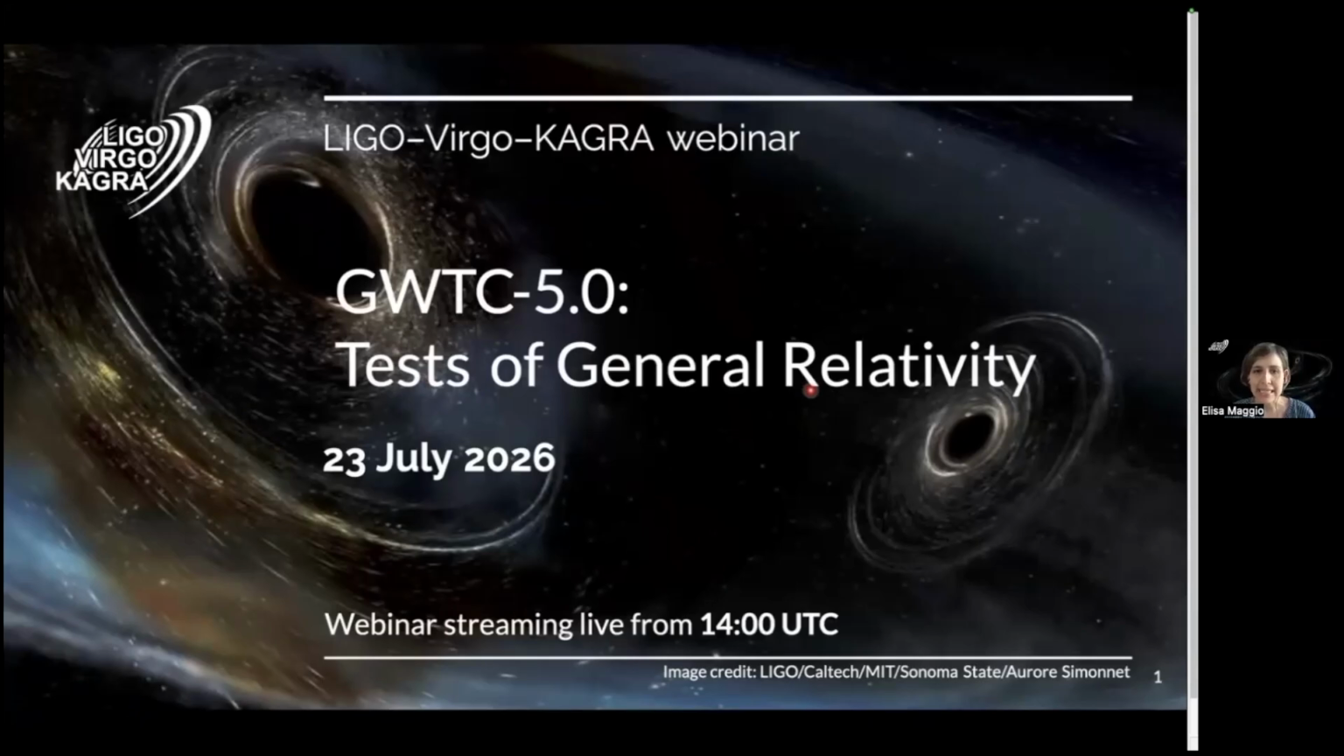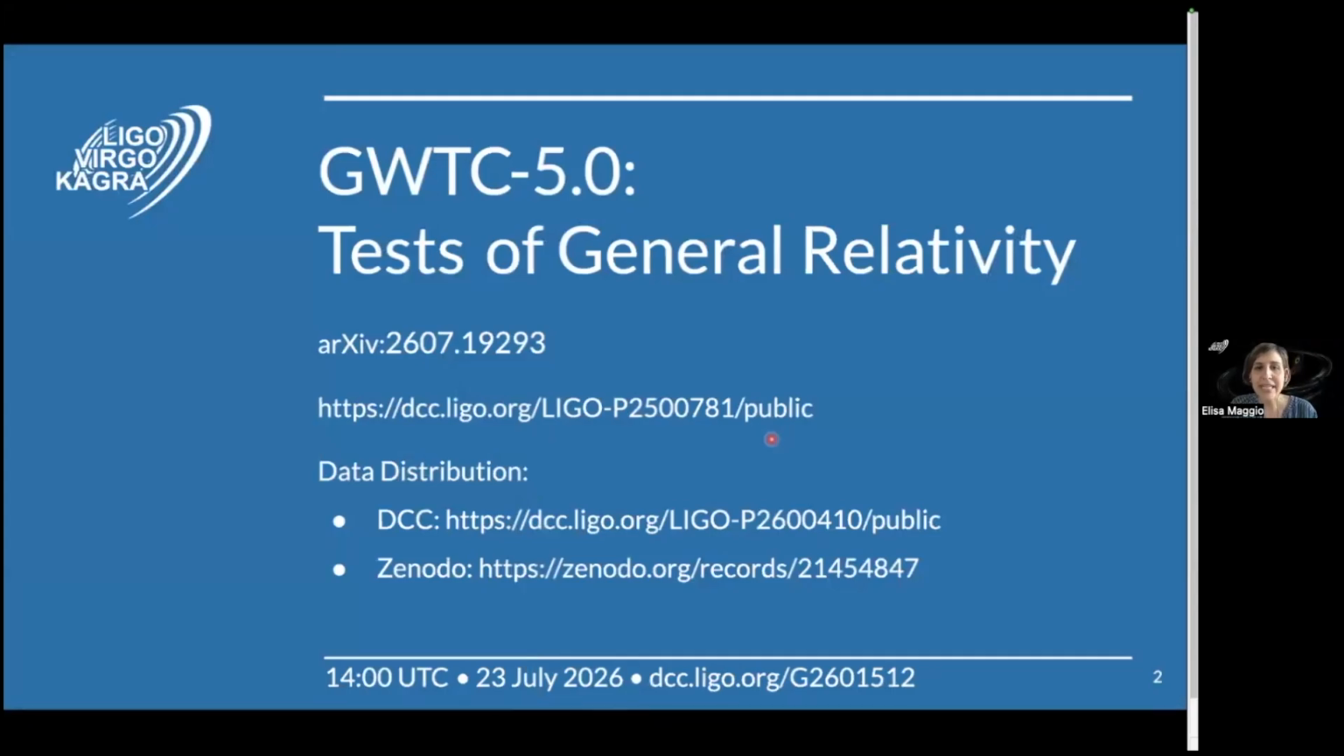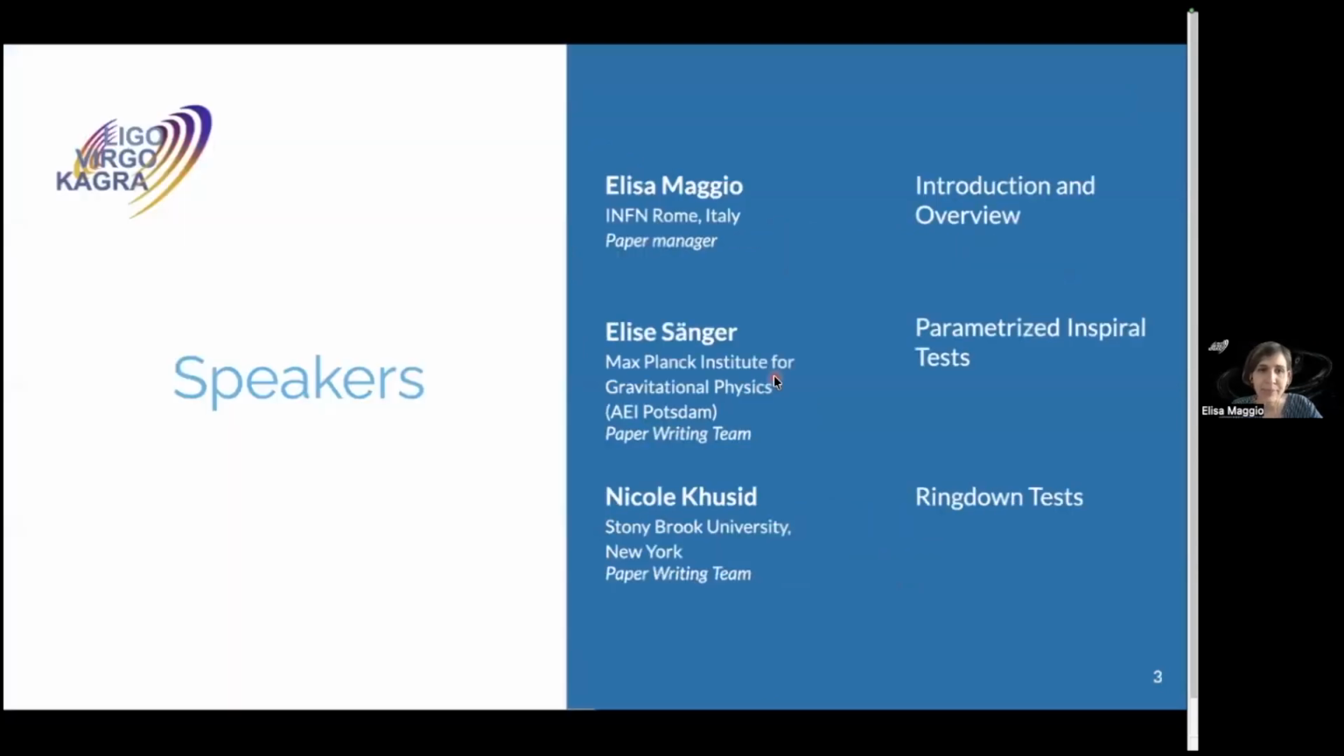I'm happy to share with you the latest results for tests of general relativity with the gravitational wave data from the fifth gravitational wave transient catalog. So here you can see the link of the paper in the archive, which was released yesterday, as well as the links for the data release and the public paper.